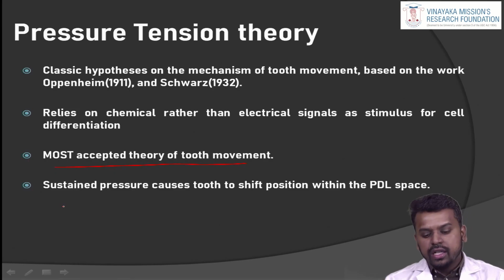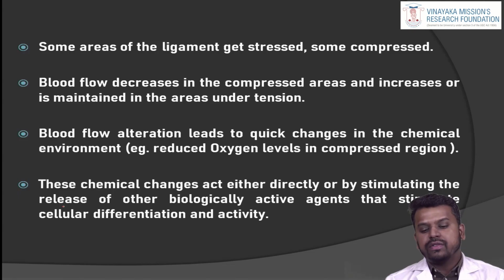Sustained pressure causes a tooth to shift position within the periodontal space. Some areas of the ligament get stretched, some compressed, but blood flow decreases in the compressed area and increases on the other side, in the areas under tension. Blood flow alteration leads to quick changes in the chemical environment, for example reduced oxygen level in the compressed region. These chemical changes act either directly or by stimulating the release of other biologically active agents that stimulate cellular differentiation and activity.